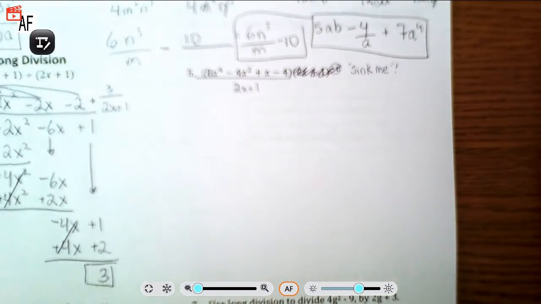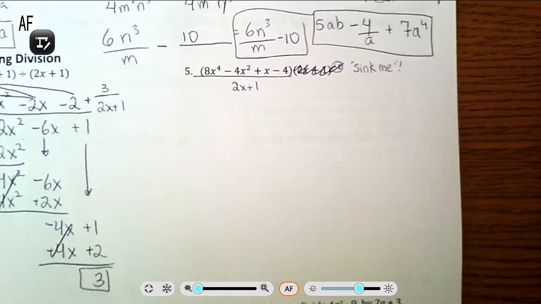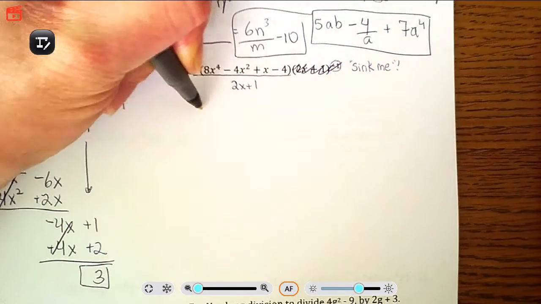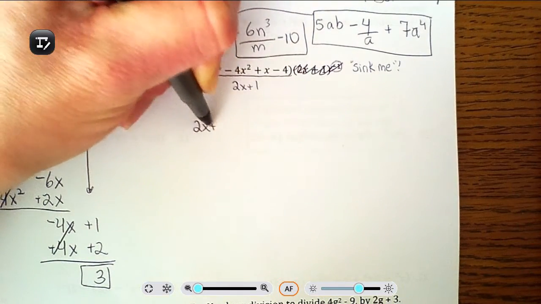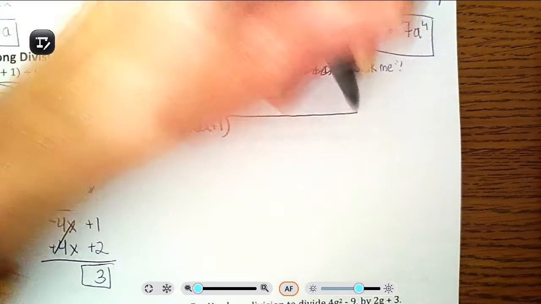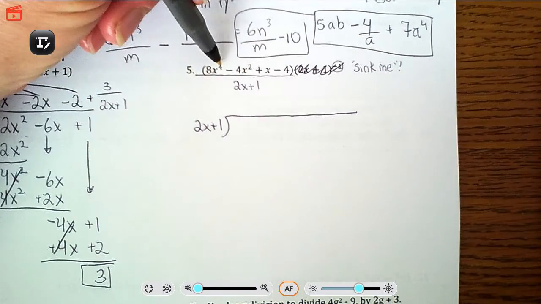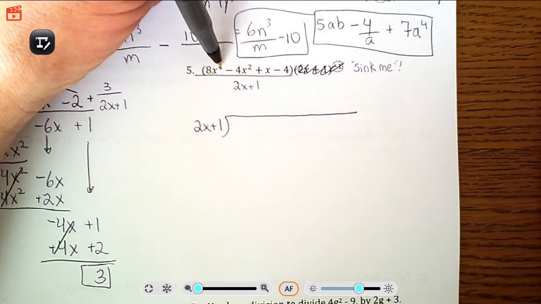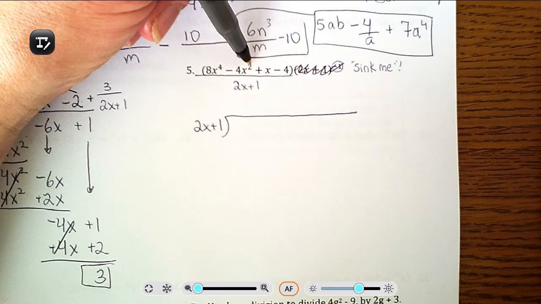Okay, so they made a division problem. So let's go ahead and divide also by 2x plus 1, just like the previous problem. Well, that's kind of repetitive, but we'll do it. 2x plus 1 goes out in front. Recognize that you start with a fourth power and make sure that you have every term here that should be here after the fourth power.